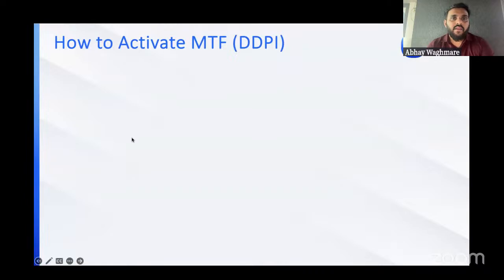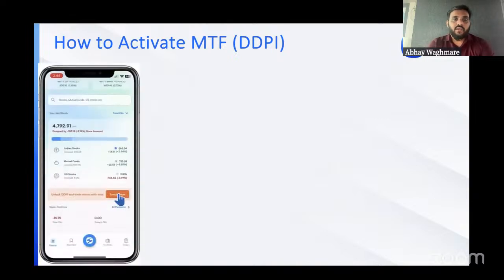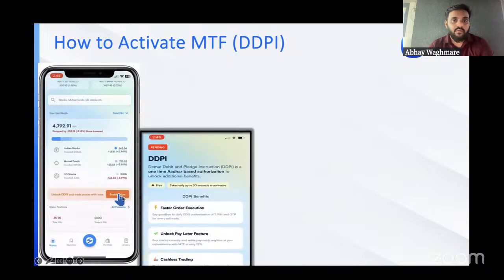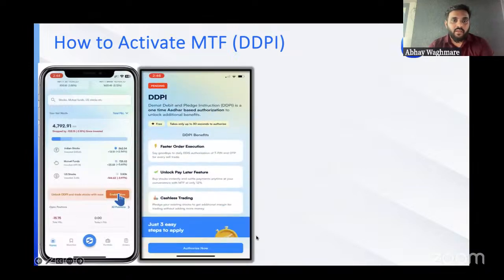Now, how to activate the DDPI? It is a very simple process, unlike segment activation. If you go on the app and go to the home screen, you will get a placeholder which talks about unlock DDPI and trade stocks with ease. Simply click on enable now. It will take you to another screen which talks about faster order execution, unlock pay later feature, and cashless trading facility.